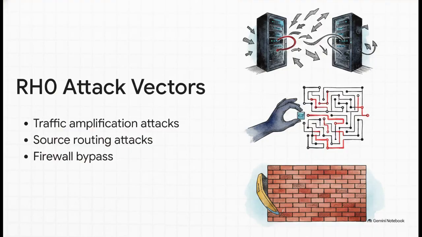And if your hardware is still processing RH0, you are essentially giving attackers a playground. What can they do? Well, they can execute traffic amplification attacks. That means literally bouncing traffic back and forth between two nodes over and over just to completely choke your bandwidth. They can also launch source routing attacks, where they dictate the exact path a packet takes, forcing traffic through nodes they control. And worst of all, they can achieve a complete firewall bypass, intentionally routing packets right around your security controls. It's a massive oversight to leave this open.